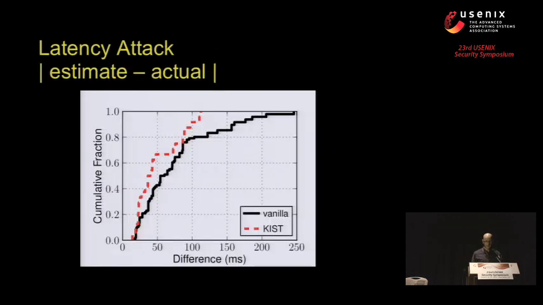So we simulated this attack against both vanilla Tor and KIST, and we found that because KIST reduces network latency, this attack becomes more effective against KIST, right? So the difference between the estimated latency by our attacker nodes and the actual link latency got smaller when using KIST. To further understand this attack, we wanted to understand how many measurements would be possible until we come to the best measurement of the link latency.